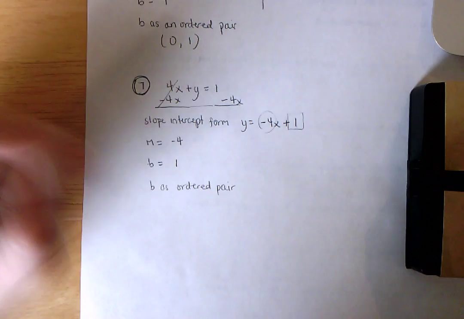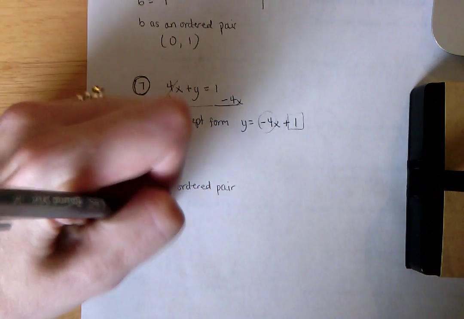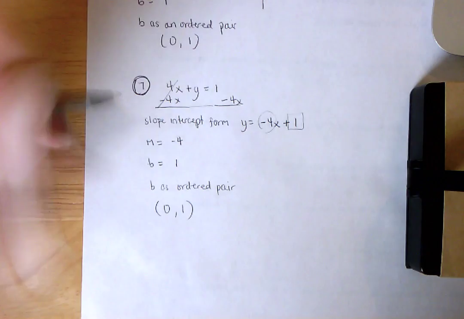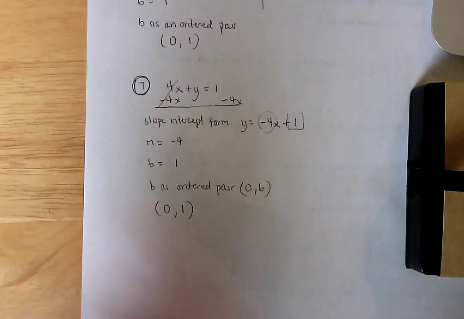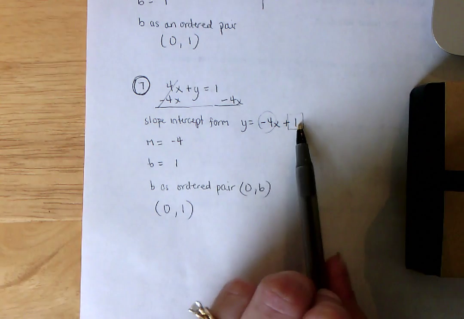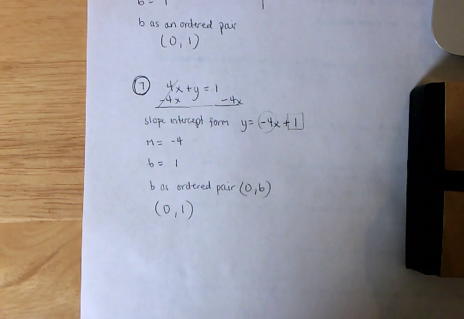And again, this is really similar to the one before. As an ordered pair, it would be 0, 1. It's always 0, b, basically. And so 0, whatever b is. b is 1. So that's how you write the y-intercept.